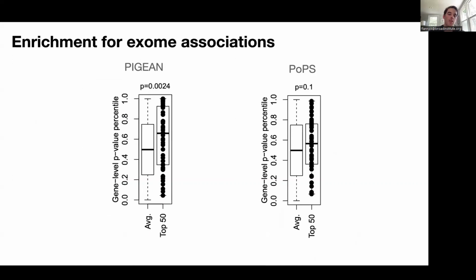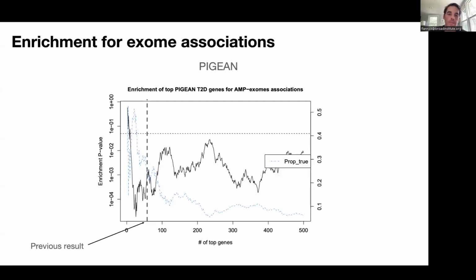And then two other things we've done is we've looked at whether the top scores are enriched for independent rare coding variant associations. Here I'm showing the top 50 ranked PIGEAN genes, and then the p-value percentiles for rare variant associations. And you can see those are shifted upwards and are significant. And that's higher than what you'll observe for POPS.